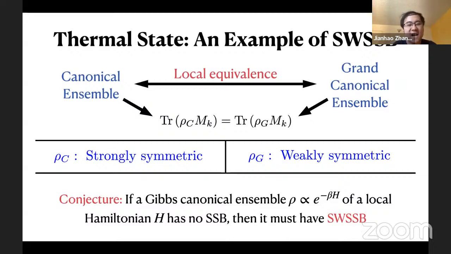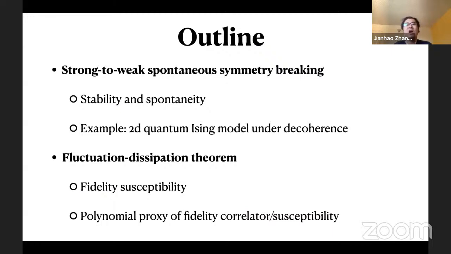So our conjecture is that if a Gibbs canonical ensemble of a local Hamiltonian H does not have any spontaneous symmetry breaking, then the corresponding Gibbs canonical ensemble must have a strong-to-weak SSB. That's our conjecture. But in what sense that SWSSB holds, I will show you in the following part of my talk. Okay, after a very long introduction, here's the outline of the main text of my talk.